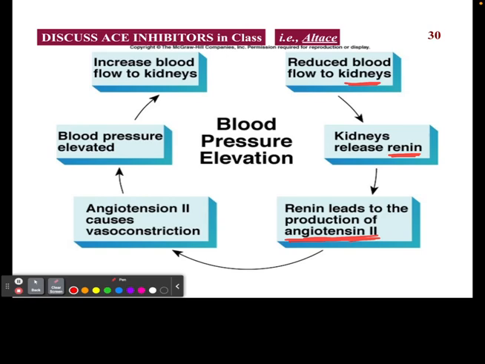Renin produces angiotensin 2, and that angiotensin 2 is going to cause vasoconstriction. So again, if this is my blood vessel, what's going to happen is it's going to constrict, meaning it's going to get smaller. When that happens, it's going to increase blood pressure, like we talked about in previous videos, and therefore our blood pressure is going to increase, and therefore blood flow will increase back to the kidneys. So it's just another negative feedback loop of how we can increase blood pressure.